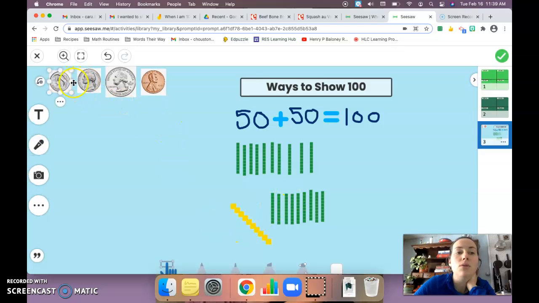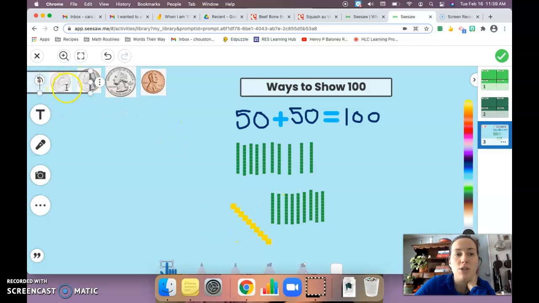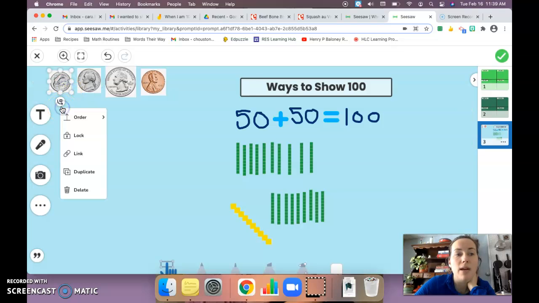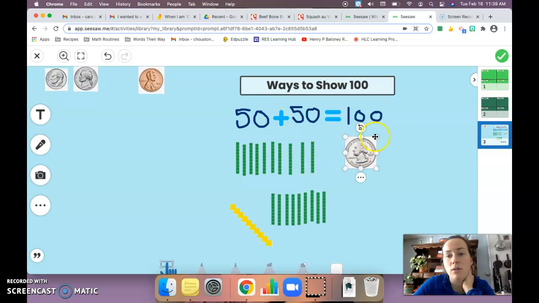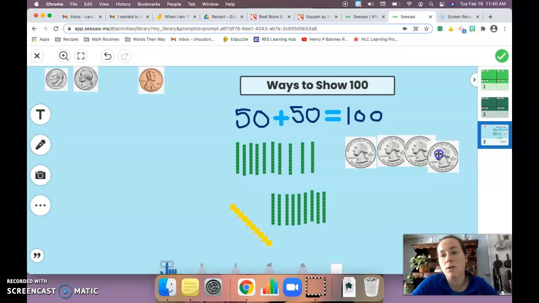I can also use it by showing money, right? This is something that we worked on today in math. So if I wanted to show using quarters, okay, I remember that 2 quarters equals 50. So that means 50 plus 50 is 100. So that means I need 4 quarters. So there's 1, 2, 3, 4. So there's another way to show 100, 4 quarters.